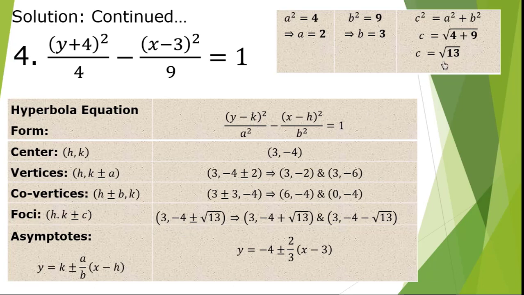For the foci, we have H is 3, and then we have K negative 4 plus or minus the C, which is square root of 13, giving us copy 3, then negative 4 plus square root of 13, and copy 3 again for another coordinate. We have negative 4 minus square root of 13. For the asymptotes, we have K is negative 4 and then plus or minus, the A is 2, the B is 3, and then quantity X minus H. Okay, this concludes our solutions for exercise 1 in this learning activity.